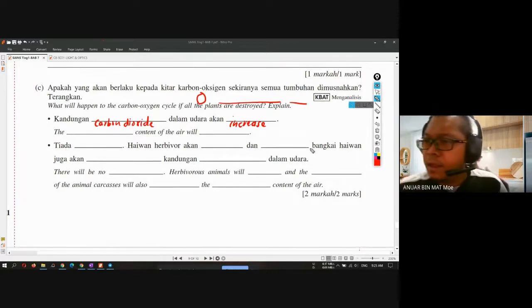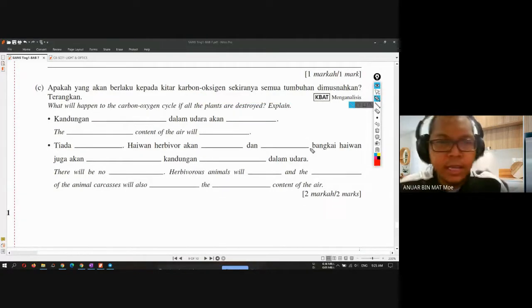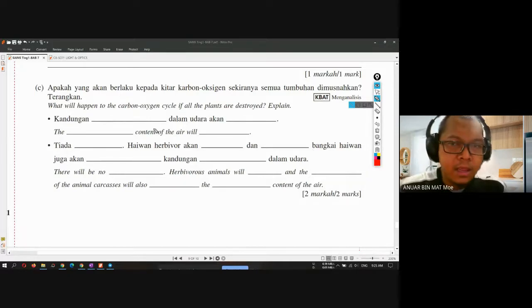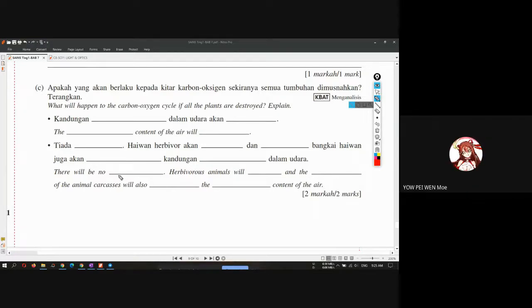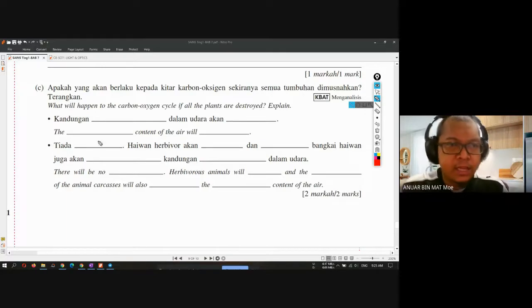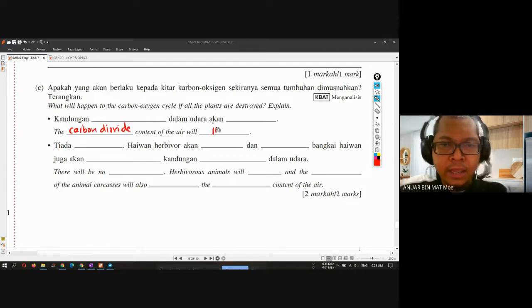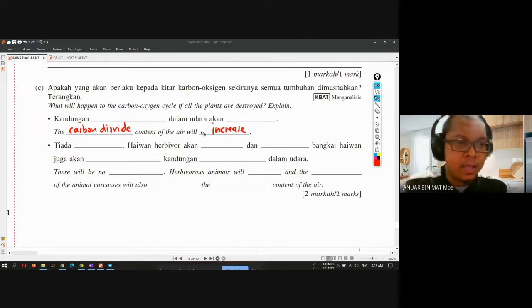The carbon dioxide content will increase. Number two, there will be no herbivorous animals, and the decomposition of the animal carcass will also increase the carbon dioxide content of the air.